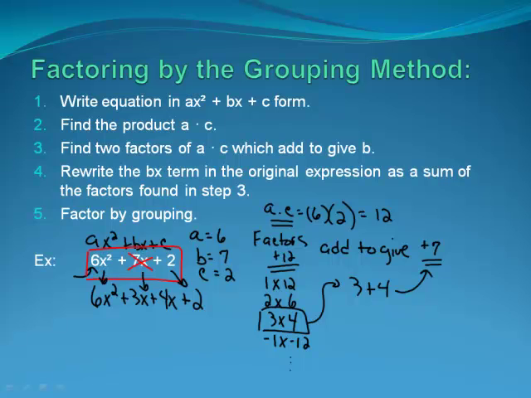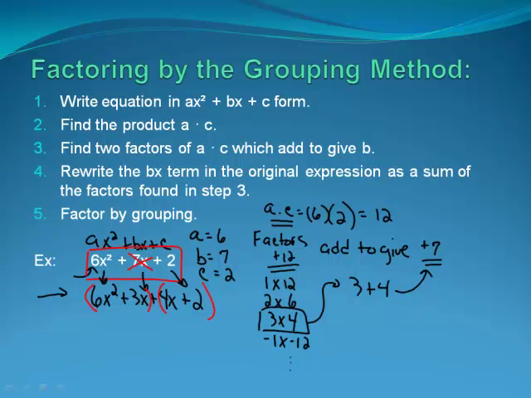You just rewrite those. So now we have 6x squared plus 3x plus 4x plus 2, which is the same as 6x squared plus 7x plus 2. It's just written another way. Now, though, after we rewrite that middle term, we no longer have 3 terms, we now have 4. And so with 4 terms, we talk about factoring by grouping.